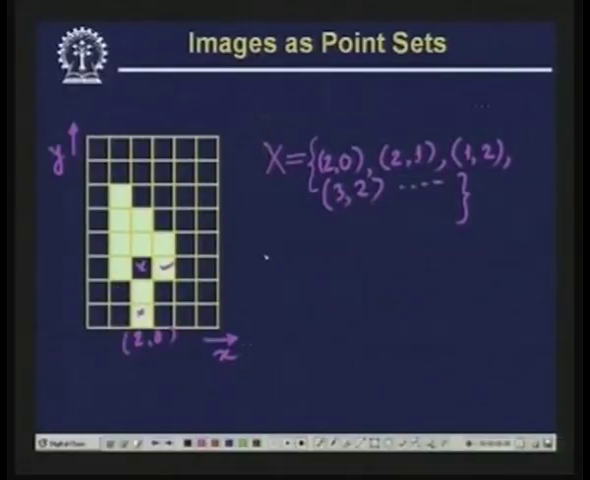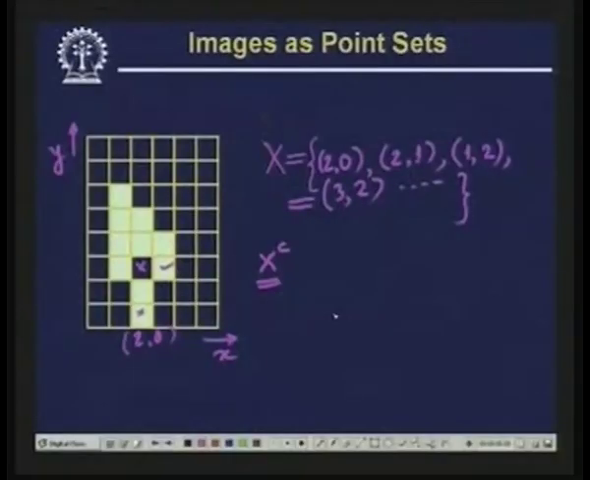Similarly, the background pixels in this particular image can be represented by X complement, because all the points which do not belong to this set, this point set X, belong to the complement of set X, or X complement. So, the background pixels are also nothing but a point set which is the complement of the set X, where set X is a point set representing the object pixels.